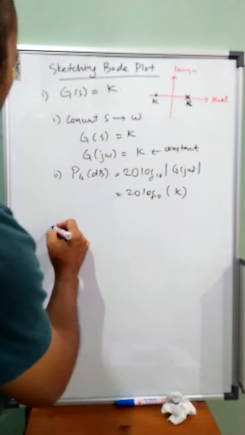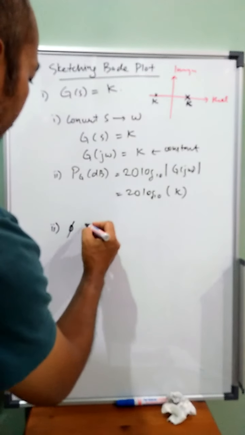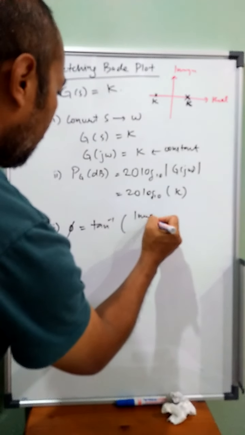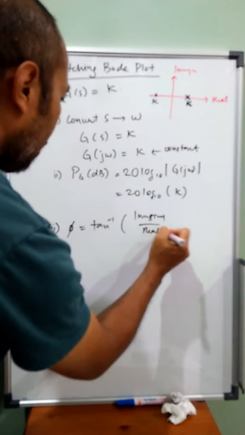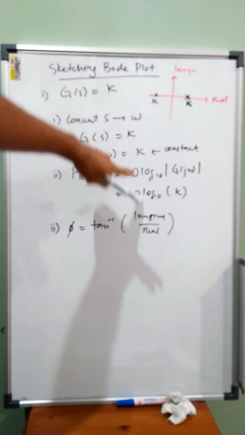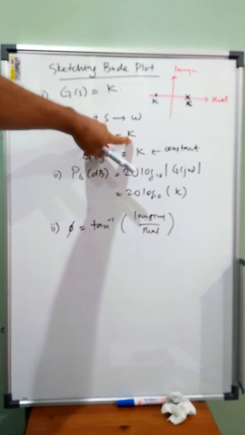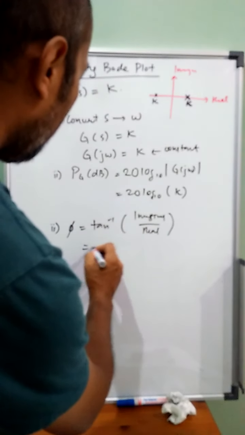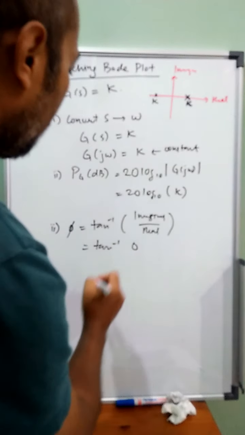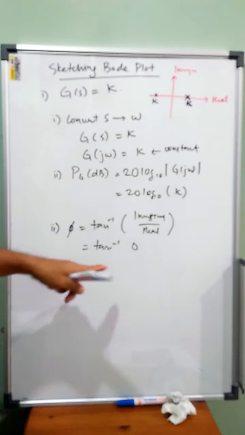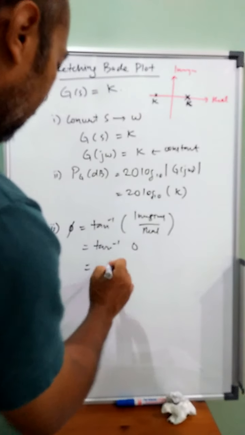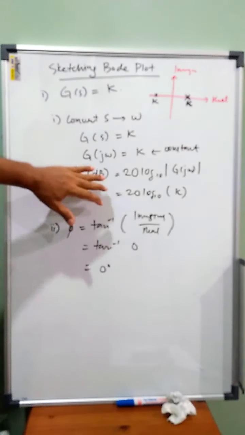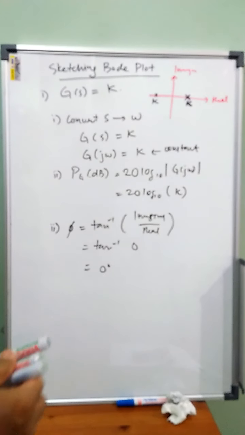Third, we find the phase angle, equal to tangent inverse of imaginary divided by real. In this case, we have imaginary equal to zero, so there is no imaginary. We only have real, so imaginary zero divided by K equal to tangent inverse of zero, which equals 0 degree. And then from this result, from this data, we can plot our Bode plot.